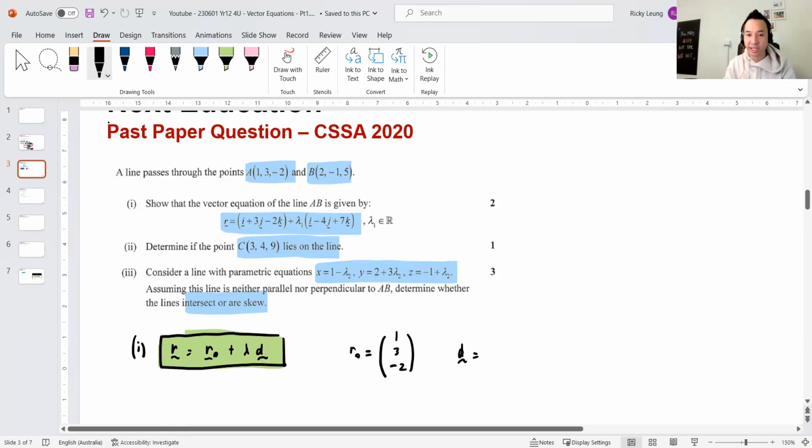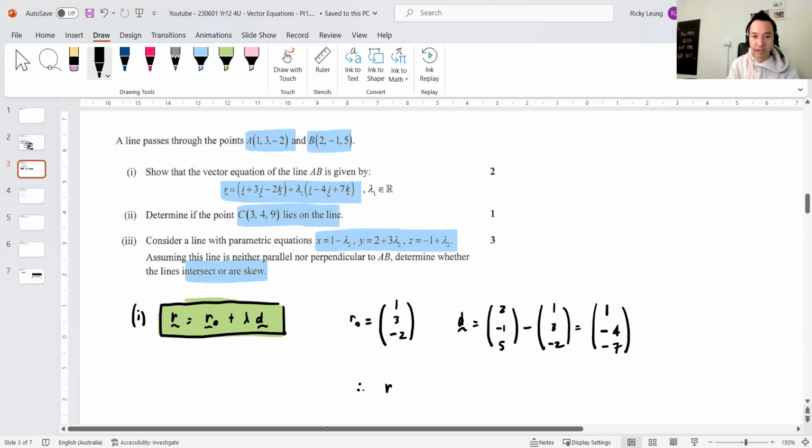Direction vector would be the position vector of the second point minus the position vector of the first point. It's -2. And I'm hoping that becomes 4. Wait a second, no, I've done the wrong thing. I've inversed this accidentally, don't know why. Yep, 2 and 5, that's better. Okay, let's do that better. 2 minus 1 is 1. I actually have the answer there, so you can see it. And minus 7, perfect.